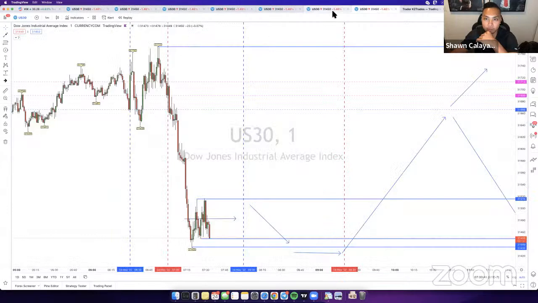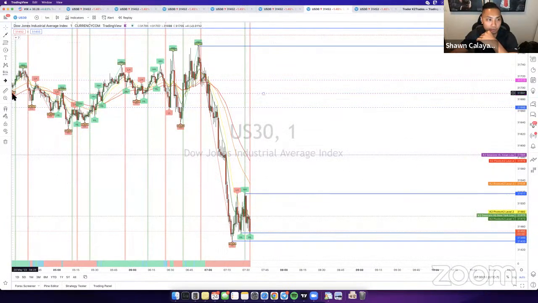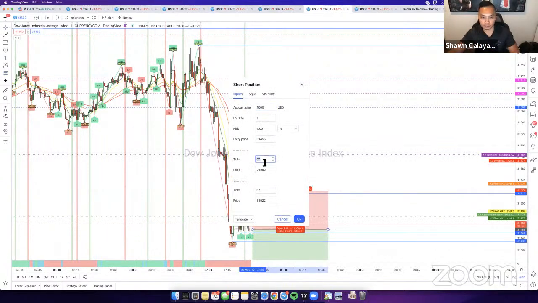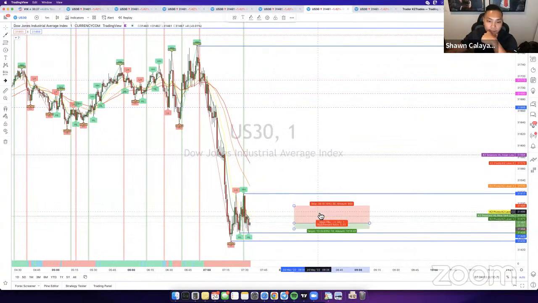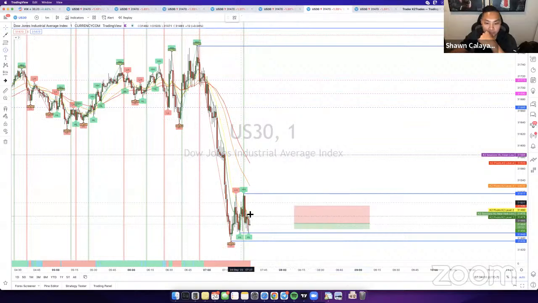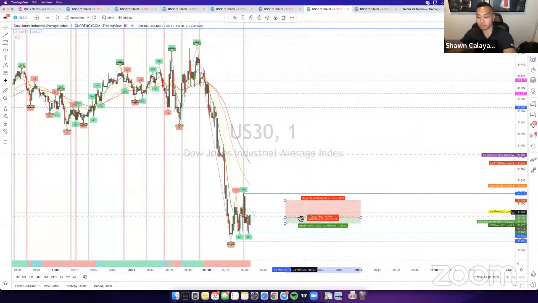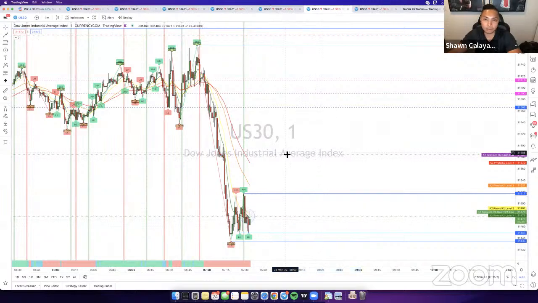Yeah, possible triple confluence right here. Thanks, Charles, for letting us know. The only problem with this is that it's right at the session. One thing that's kind of in the way is that it's right at the sessions right here. The only thing I'm worried about taking something like that is that it might fake out, hit stop loss, and then come back down. So that's probably why I wouldn't want to do it.